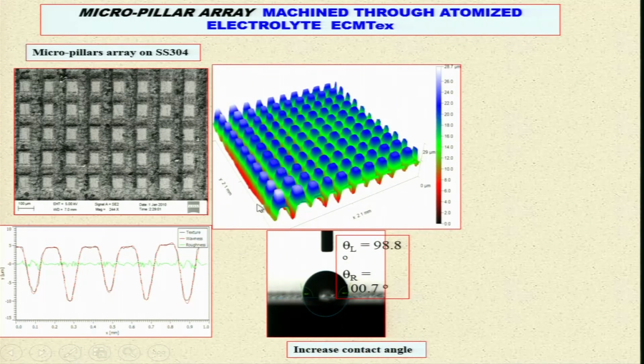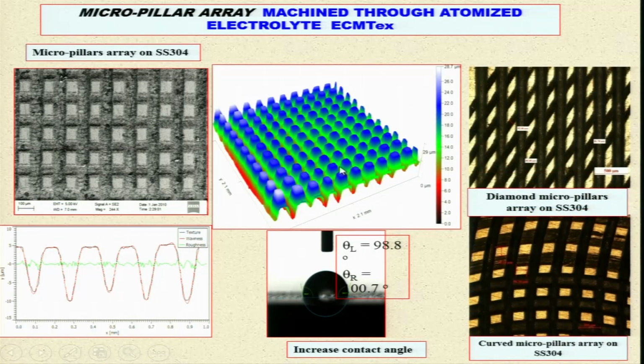You can see the micropillars created over here, the same one, and you can clearly see they have been created by creating one channel in this direction, another channel in this direction, you get these micropillars. This is another case, diamond micropillars, diamond shaped. This is the diamond shaped micropillars that have been created over here, because it is very difficult to create micropillars of different shapes. And this is the curved micropillar array on stainless steel 304.